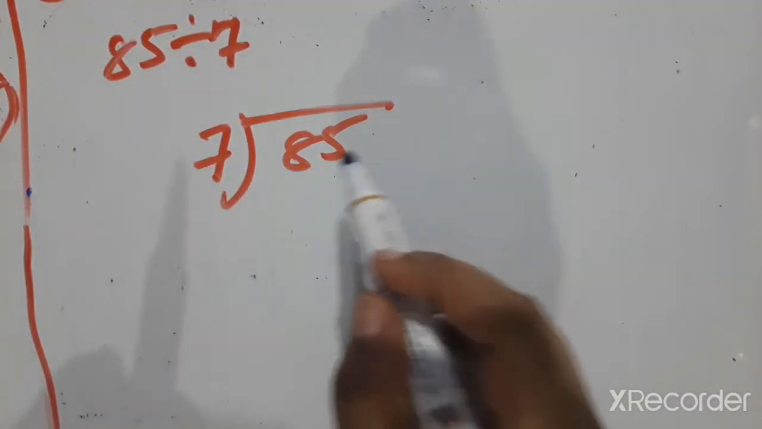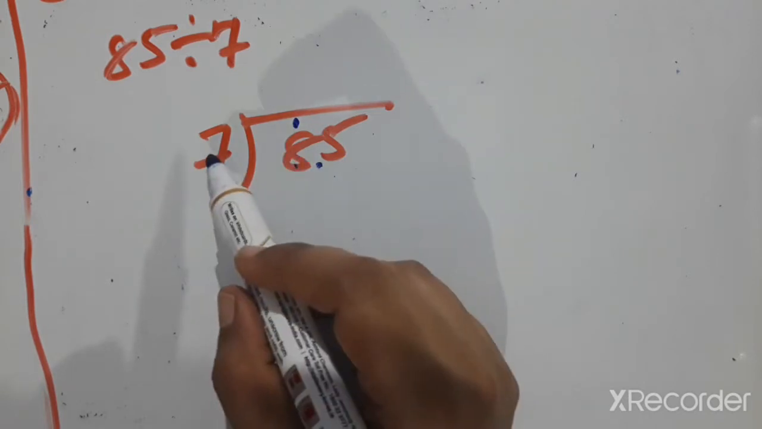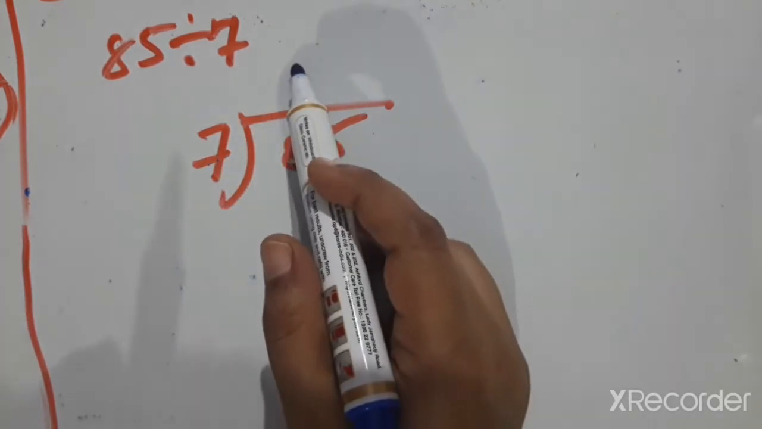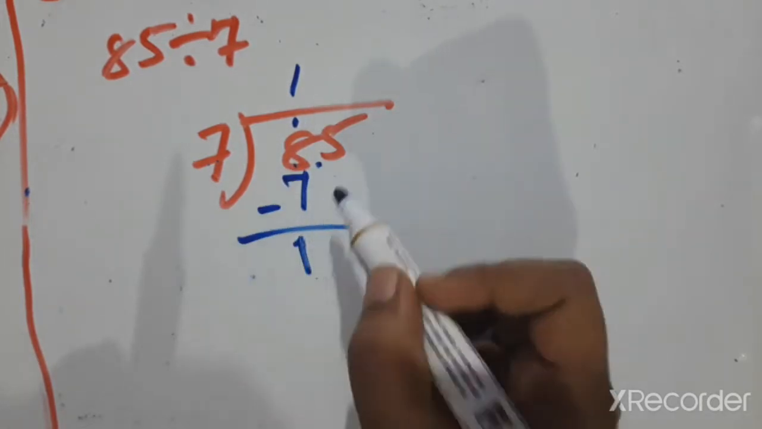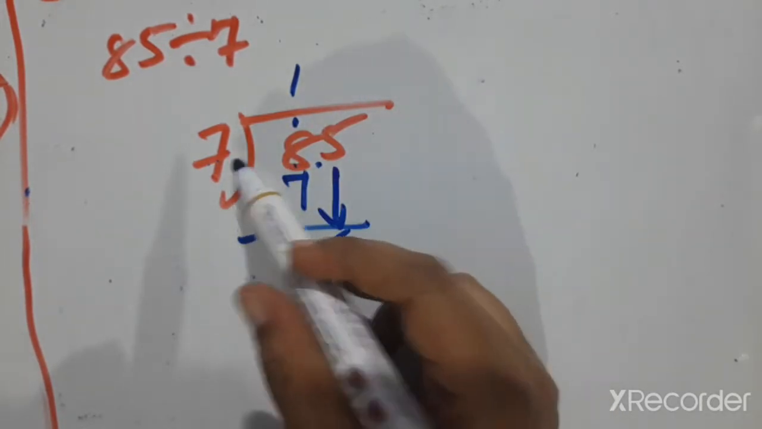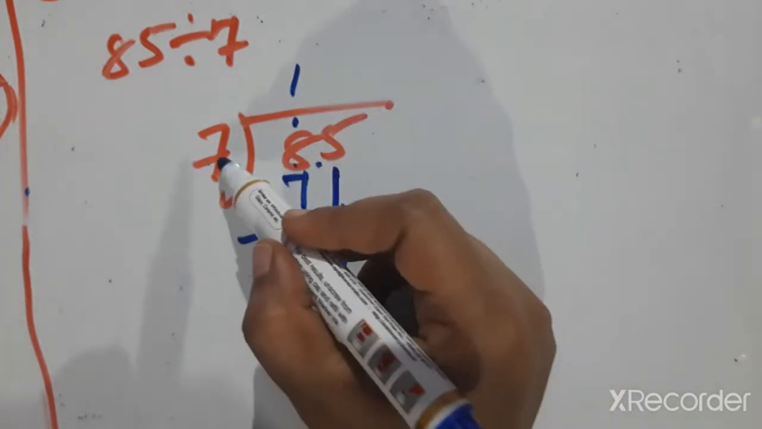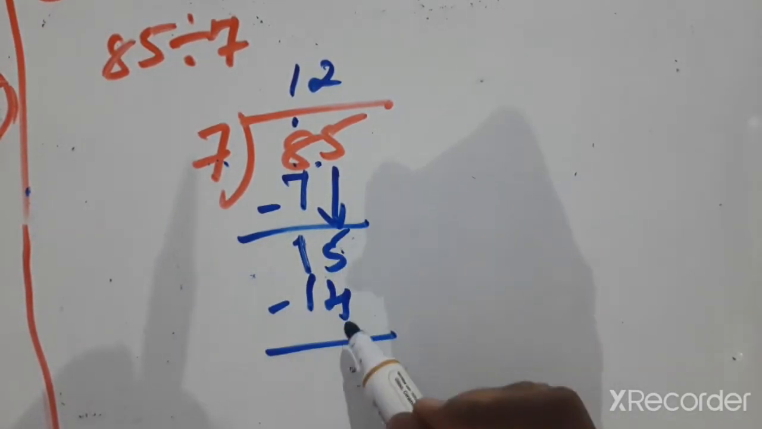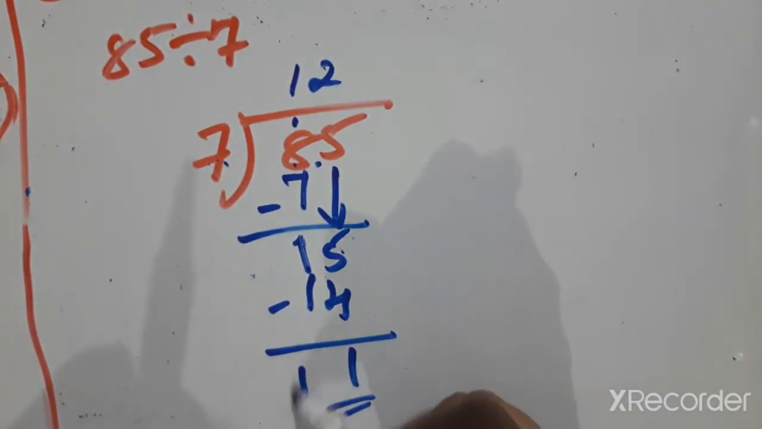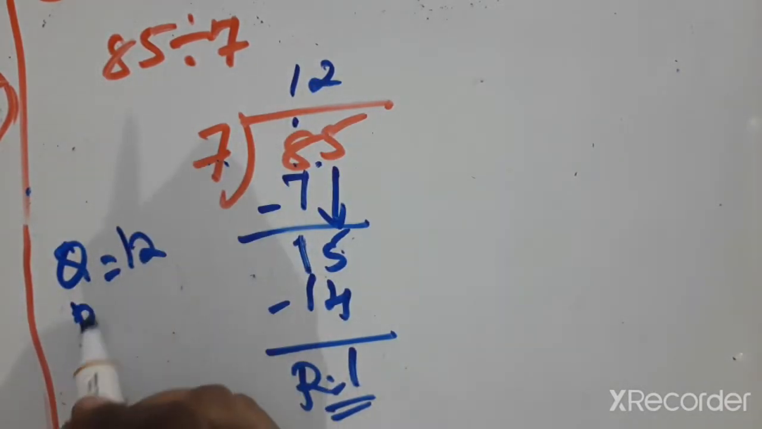Now 85 divided by 7. So 8 we can consider because it is greater than this number. Nearer is 7 ones are 7. 8 minus 7 is 1. Bring this 5 down. 7 how much are nearer to 15? 7 twos are 14, 7 threes are 21. So nearer is 7 twos are 14. 15 minus 14 is 1. The remainder is 1. The quotient is 12 and the remainder is 1.